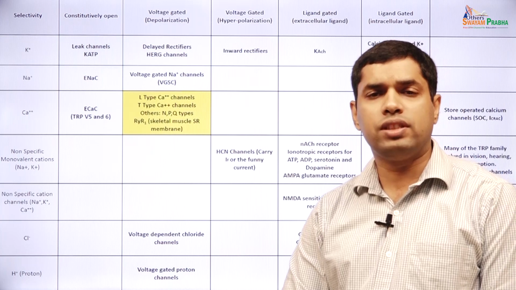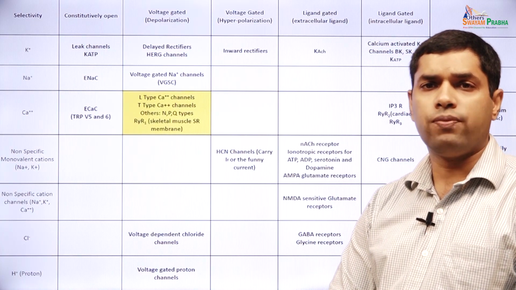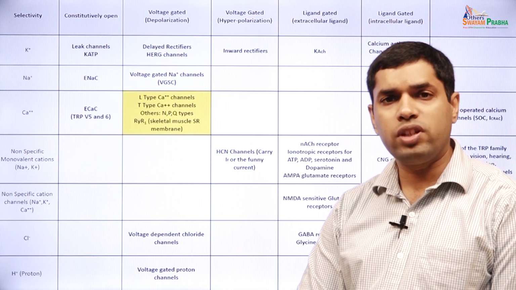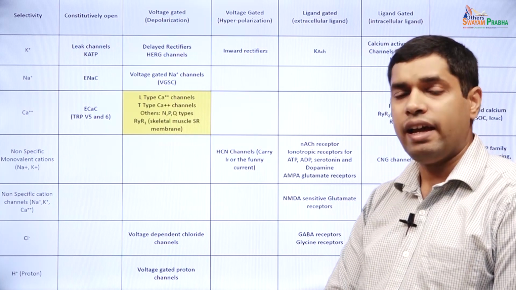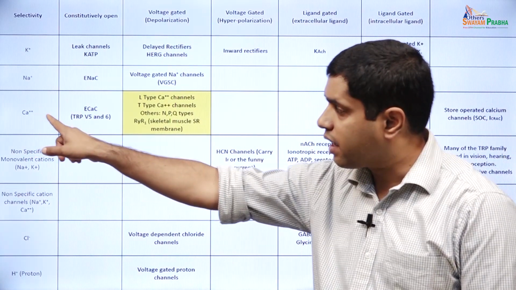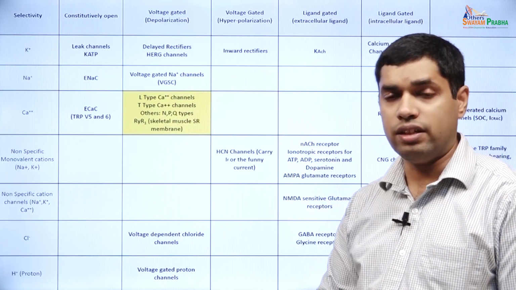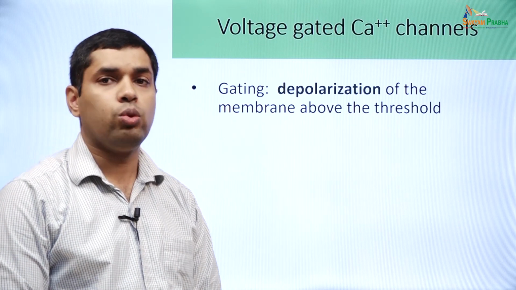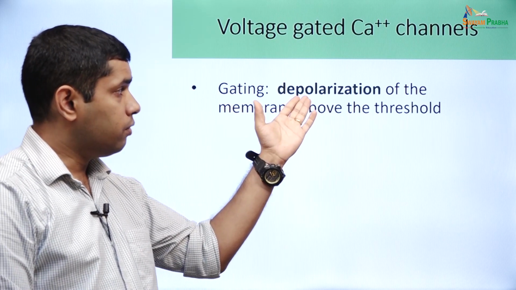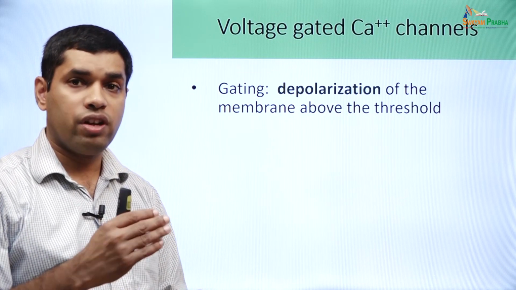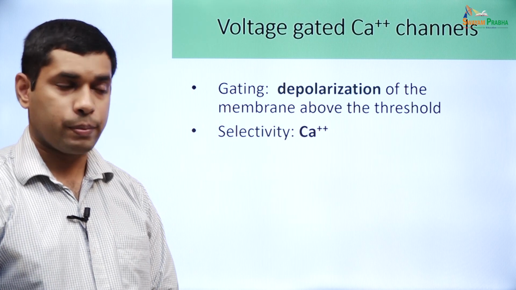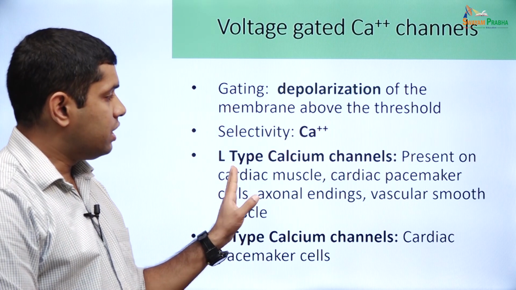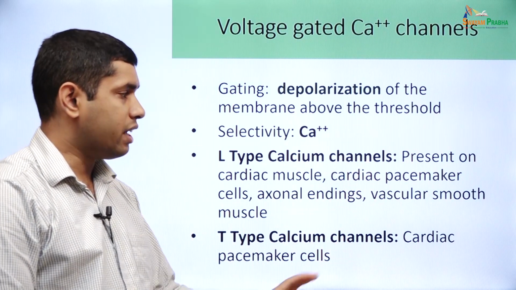Another channel that can cause depolarization of the membrane is the voltage-gated calcium channel. And there are two types of voltage-gated calcium channels that we will talk about: the L-type calcium channel and the T-type calcium channel. So these are calcium channels and they are voltage-gated. Let's learn a little bit more about them. So what do we already know? We know that they are gated by voltage, or when the membrane depolarizes above a particular threshold, these channels open. They are selective for calcium. What are the types? You have the L-type calcium channel and the T-type calcium channel.